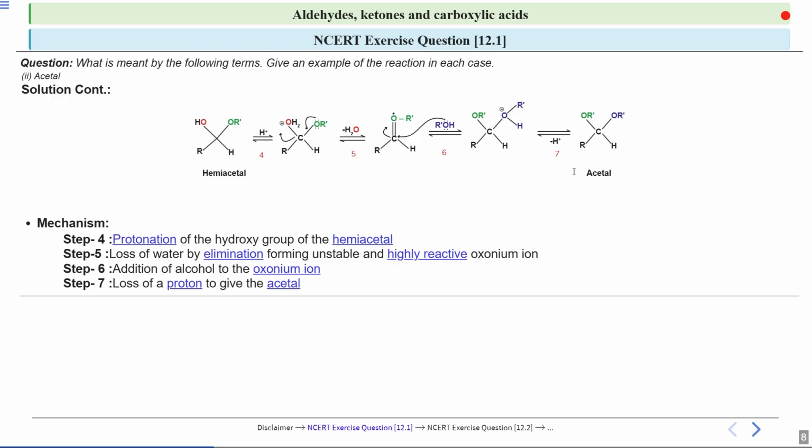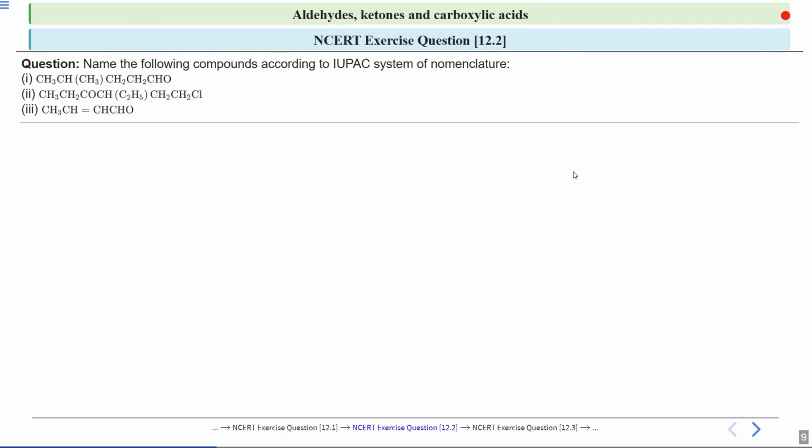Okay, so to sum up, I can say forming an acetal involves protonation, elimination of water, addition of alcohol, and loss of proton. So I hope this question is clear. Now we will see the next question.